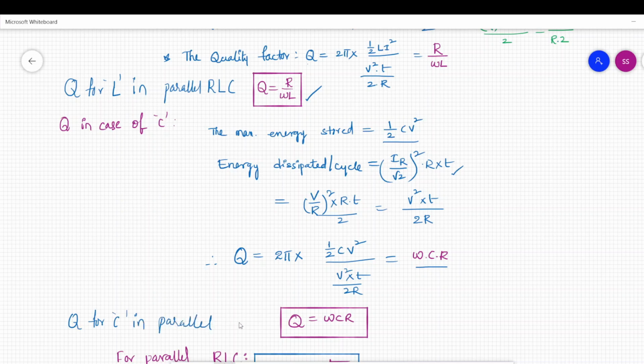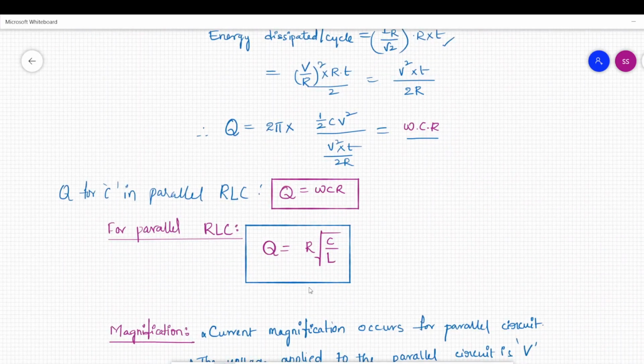So if you observe, this is the reciprocal of what you obtained in series RLC. For series RLC, the quality factor for inductor was omega L by R. For series RLC, the quality factor for capacitor was 1 by omega C, the reciprocal of this value. So for parallel RLC, the entire quality factor will be R root C by L, which was 1 by R root L by C for series RLC.